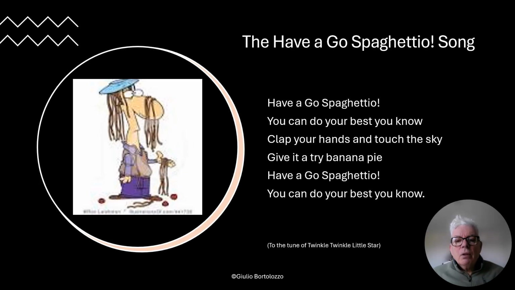This is the Have a Go Spaghettio Success Helper approach theme song. It's called Have a Go Spaghettio, and embedded in this is the idea that taking risks is important, doing your best is important. It'll help you achieve your goals, and it's sung to the tune of Twinkle Twinkle Little Star. So I better put my money where my mouth is, walk my talk and sing it, although I'm taking a risk here. But Red Success Helper is all about taking risks and doing your best.